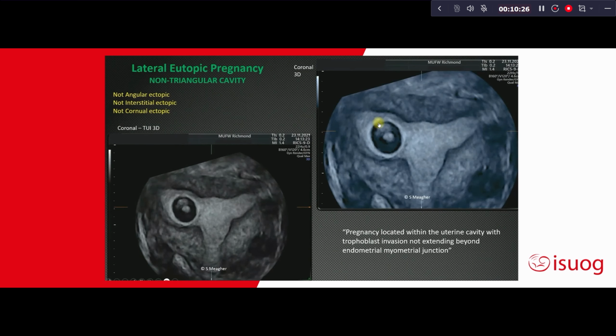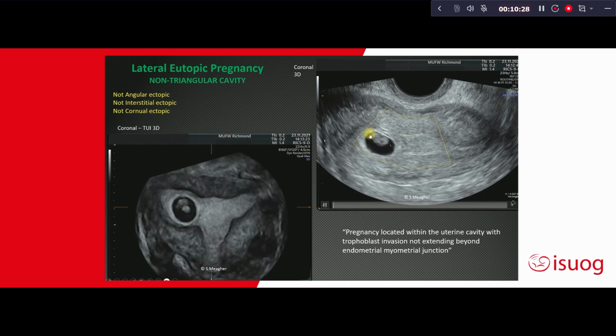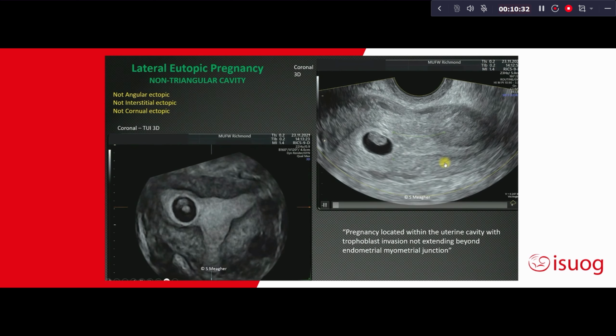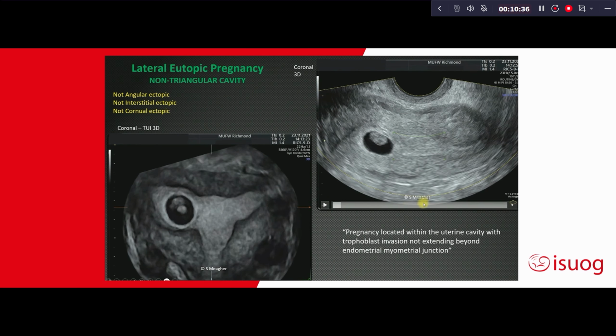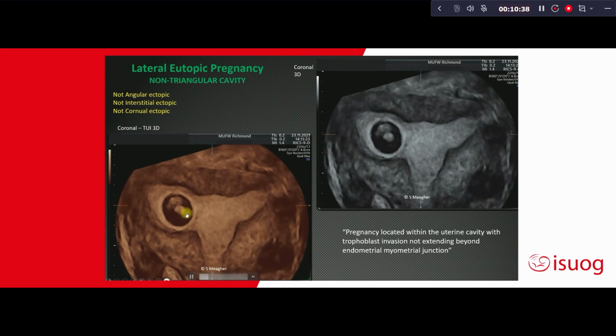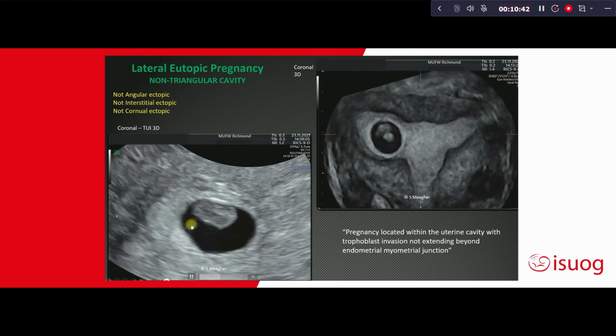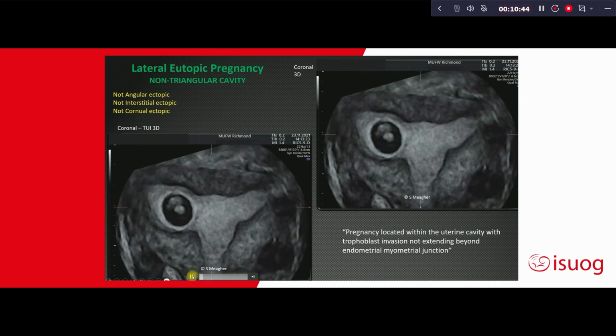It is not interstitial. This may be more challenging. On sagittal imaging, there's nothing really to appreciate. It looks like a straightforward intrauterine gestation. However, when you come around to looking at this on a 3D coronal image, you can appreciate how you may mistake this as being a partial interstitial ectopic pregnancy. But in fact, this is a normal lateral ectopic pregnancy in a cavity that is not triangular.